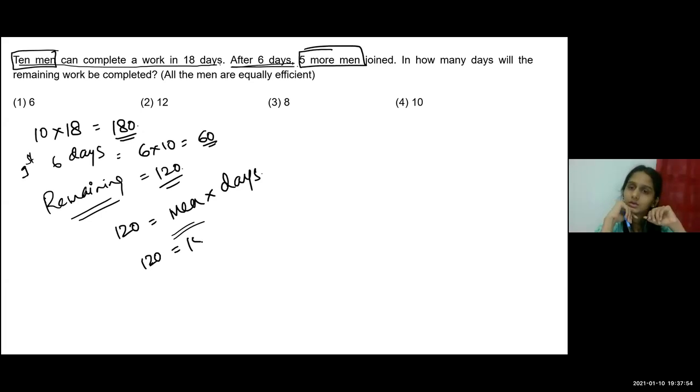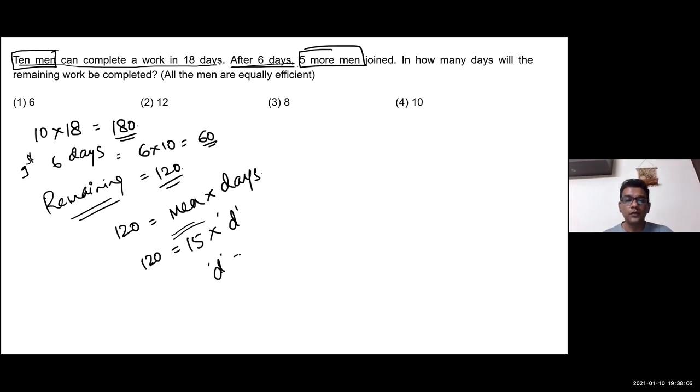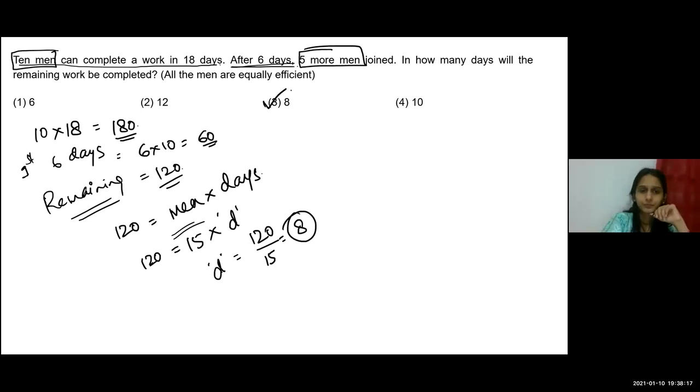15. And these 15 people are supposed to complete the work in some days. That value is what you got to search. So what is the D value? 120 divided by 15. What is 120 divided by 15? 8. So you will complete the work now in 8 days. Okay. Understood?